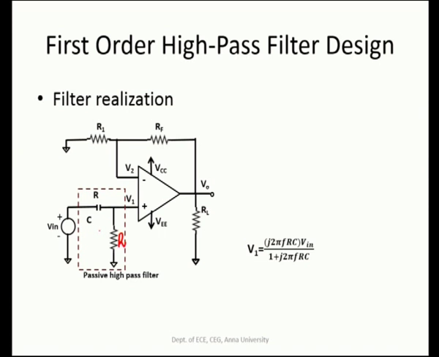In terms of impedance, the impedance of this capacitance is Z equal to 1 by j omega C, and it is a function of frequency.